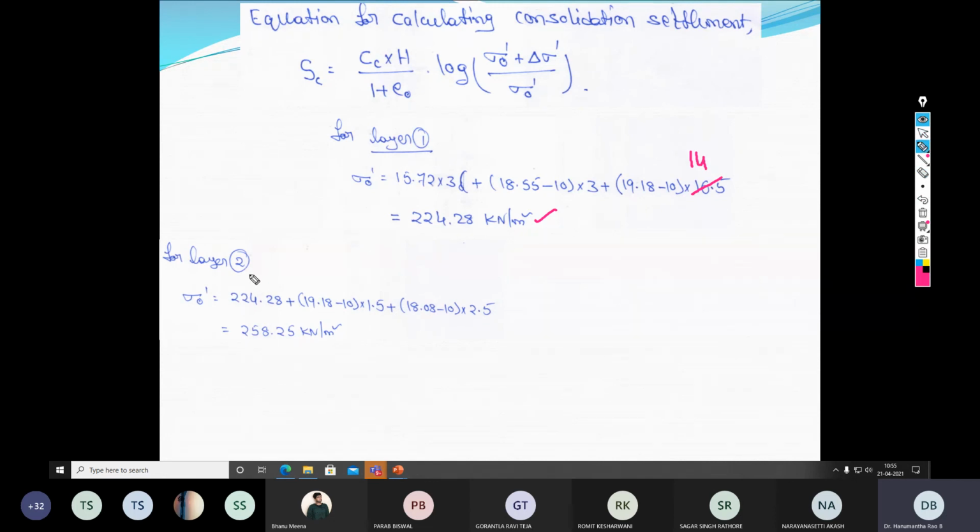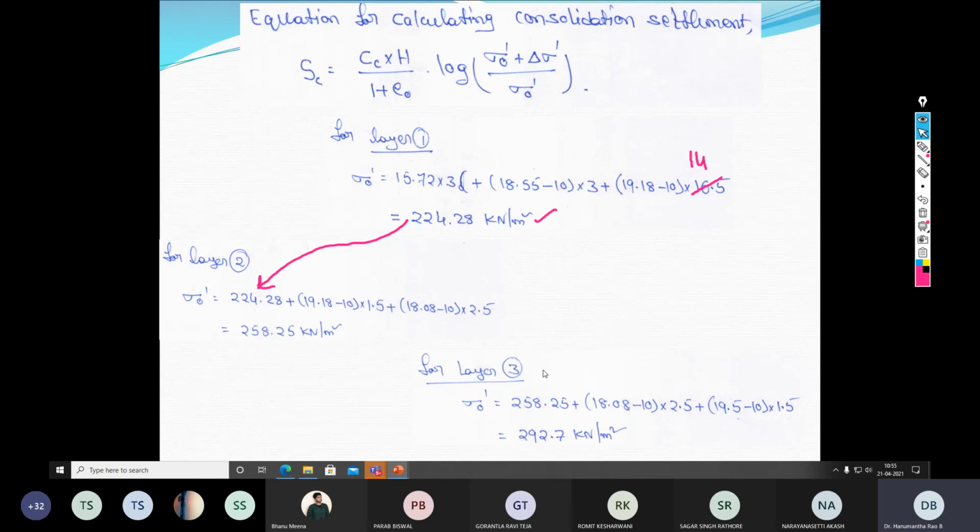So then for layer number 2, sigma naught dash is equal to layer number 1. Again, this value may be wrong because you need to consider the 14 plus 19.18 minus 10 into 1.5 plus 18.08 minus 10 into 2.5. So this is how we need to calculate sigma naught dash for layer number 2.